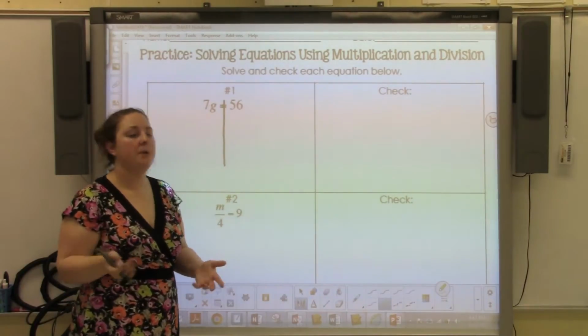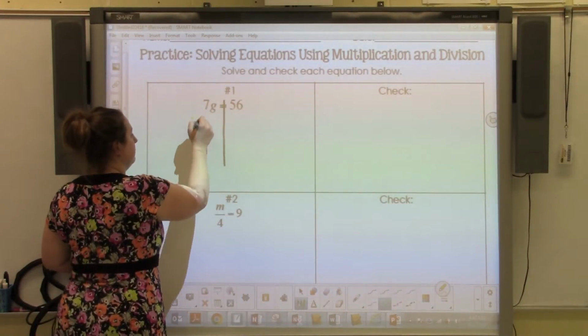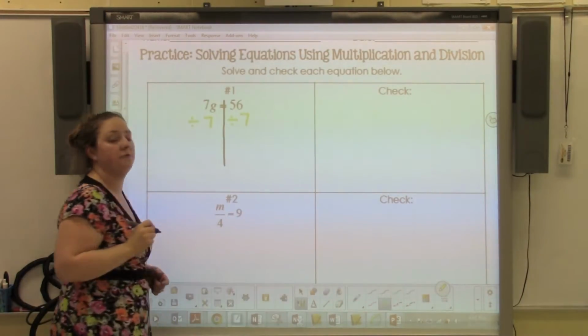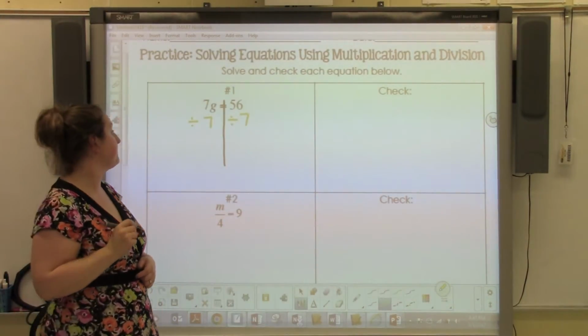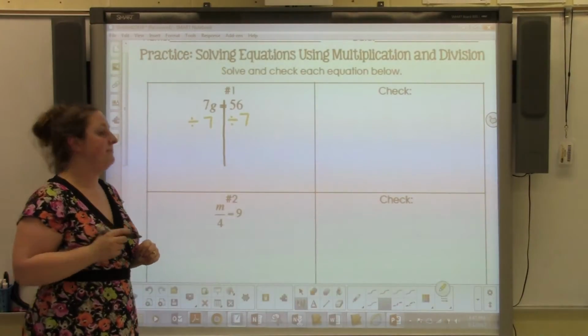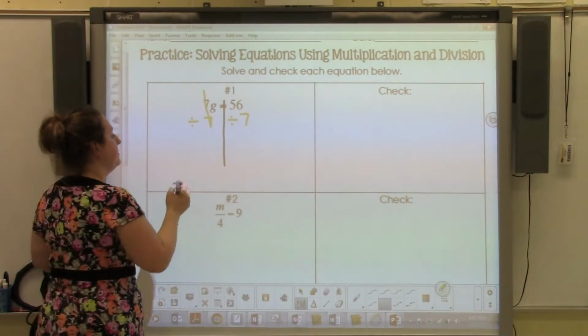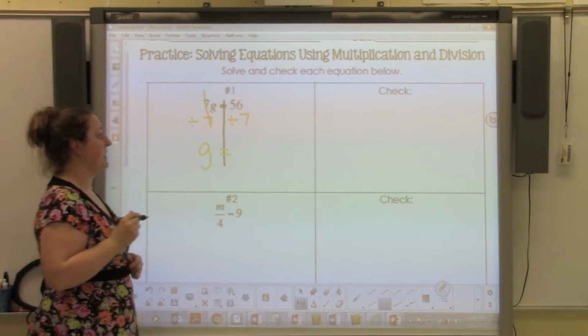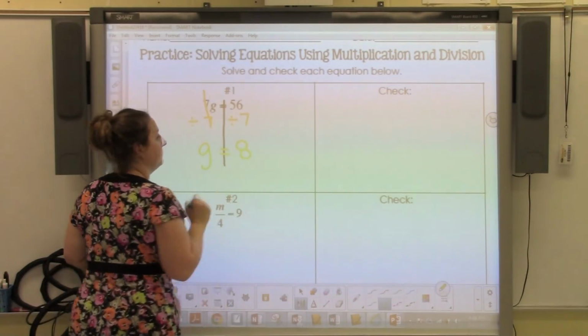And let's just change it up. Why don't I use the division sign since we didn't use that on the front. It does not matter. If you prefer a fraction bar, that's fine too. 7 divided by 7 is 1. So I'm left with g is equal to, and 56 divided by 7 is in fact 8.